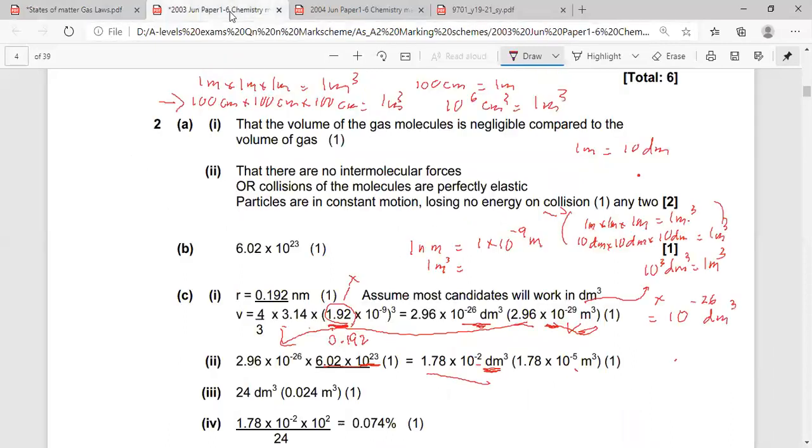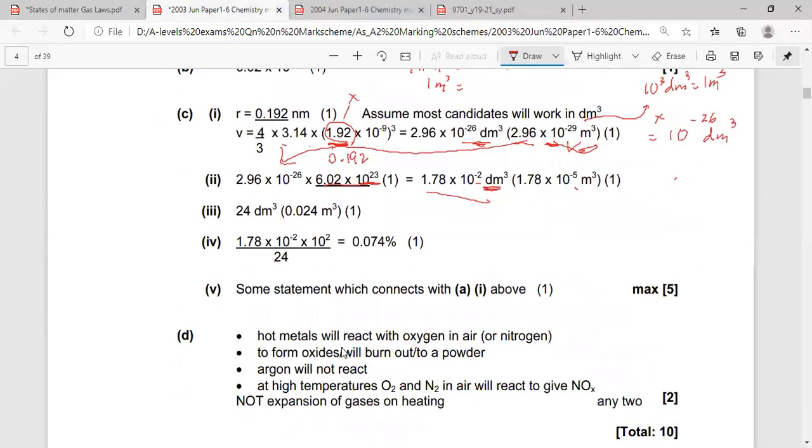Right? So here, the total volume of 1 mole of argon over 24 is only 0.074%. It's very small, isn't it? So the volume occupied by the gas compared to the actual volume occupied is only 0.074%, which means there is a lot of empty space here. So you can actually say that, compared to the whole volume it occupies, the volume of the gas is negligible. You can even say it's 0, no?